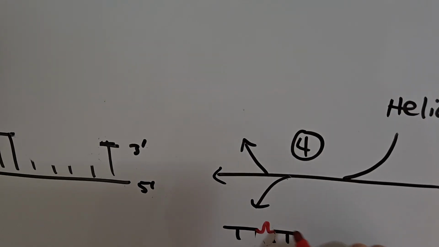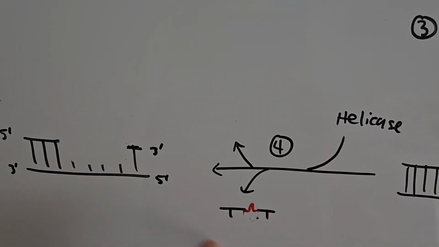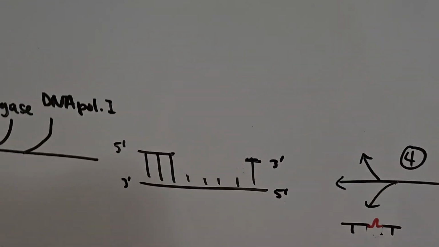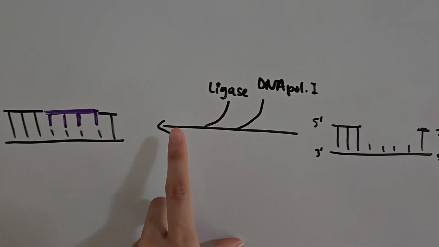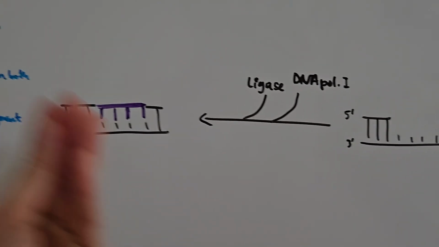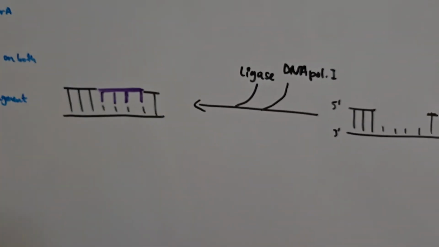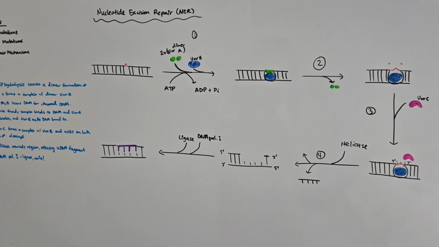Oh, I just did it wrong. I just rewrote it, because that red is that thymine dimer, if you couldn't tell. Basically, that's what happens. So now DNA polymerase 1 and ligase are going to come in. Like I said before, DNA polymerase will put in some new nucleotides, and ligase is going to come in and say, we're done. And this is the full picture of the whole process.